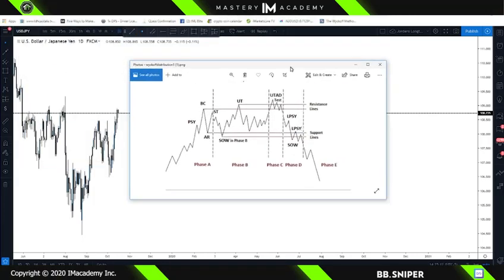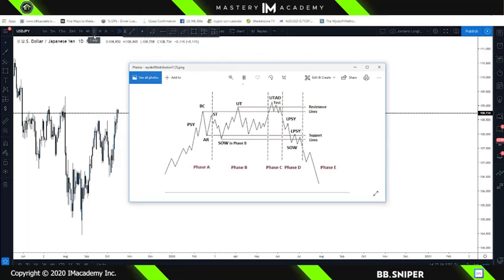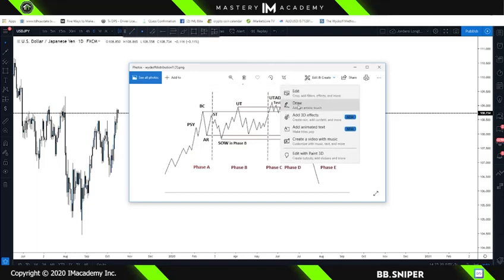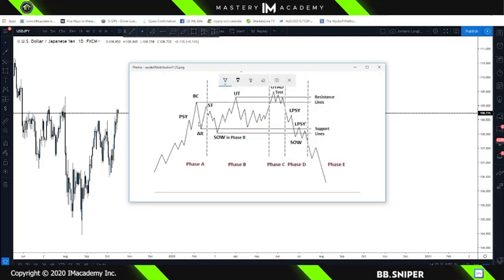Now let's look on the other side. Distribution. In phase A, as you're moving up, eventually you see where the market starts showing signs of exhaustion. It's not willing to go up anymore. People are not willing to pay higher pricing anymore. So what happens? It starts to consolidate.